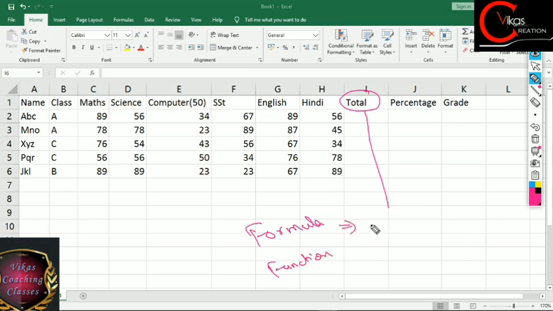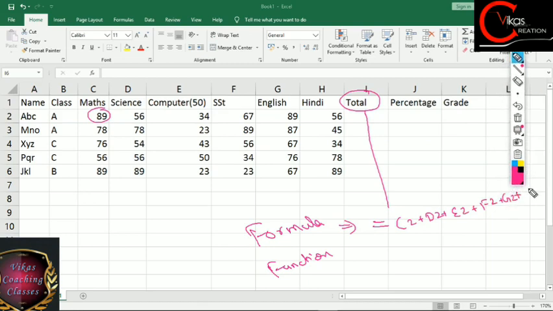If we are working with formulas, in that case you have to write equals to, and the first value is in C2, so here we have to write C2 plus D2 plus E2 plus F2 plus G2 plus H2. Fine. So you have to write all these if you are writing a formula. But if you are writing a function, then in that case it will be a bit smaller. You simply have to write equals to SUM, then C2 colon H2. That's it.